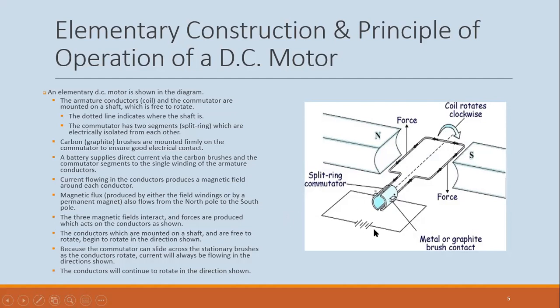Now, when the current leaves the battery, it flows through the brushes, through the commutator, and the conductor is connected onto the commutator. So current flows through this conductor and through the other conductor and back to the other end of the supply.